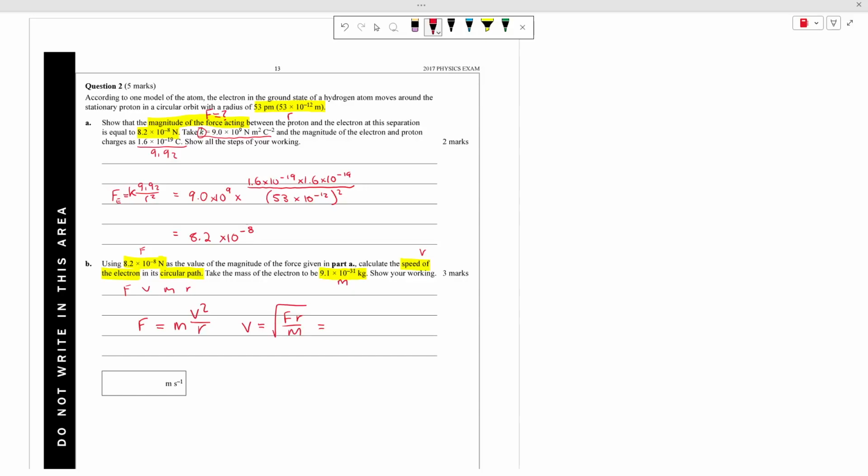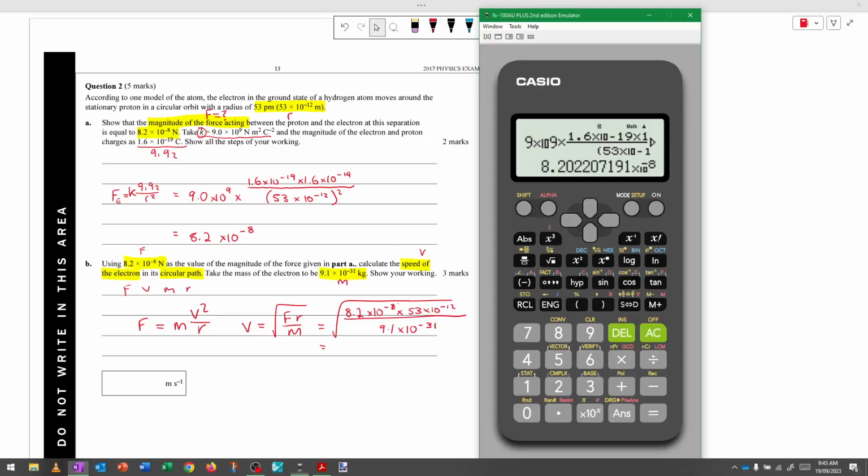Okay, now if you chuck everything in there, we've got 8.2 times 10 to the negative 8 times the orbital radius, which was given up the top. That's 53 times 10 to the negative 12. That's all over the mass, 9.1 times 10 to the negative 31. Okay, double check that we get the right answer on our calculator. So square root of fraction 8.2 times 10 to the negative 8 times 53 times 10 to the negative 12 over 9.1 times 10 to the negative 31.